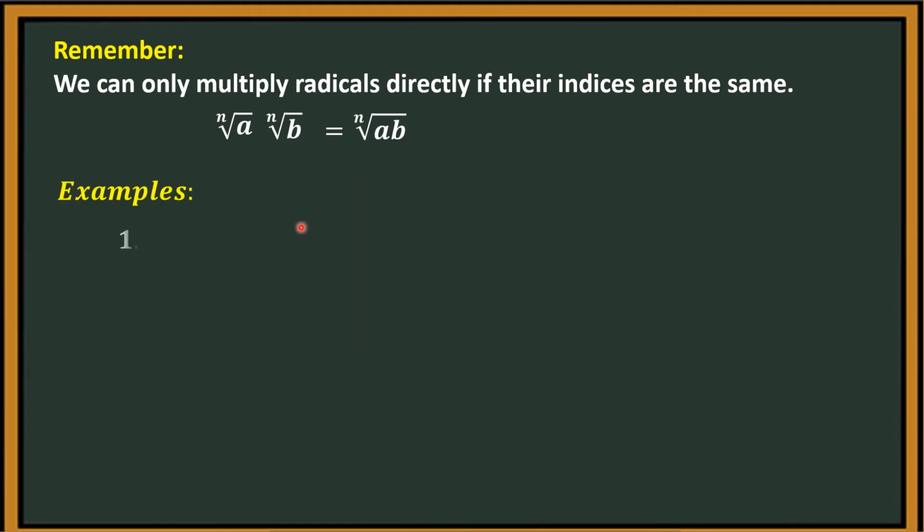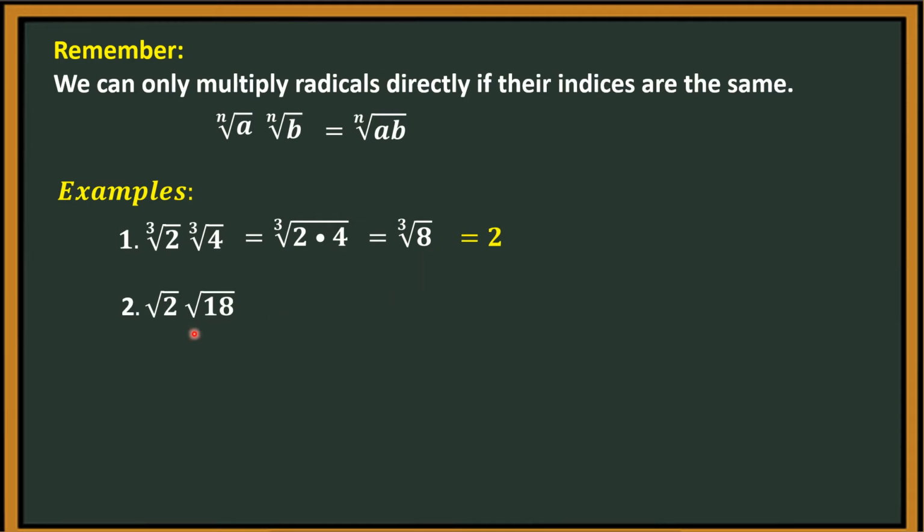Let's have an example. Cube root of 2 times cube root of 4. Same indices, which is 3. Therefore, we can multiply the radicands. So that is equal to the cube root of 2 times 4, and that is equal to the cube root of 8. And 8 is a perfect cube, and the cube root of 8 is 2.